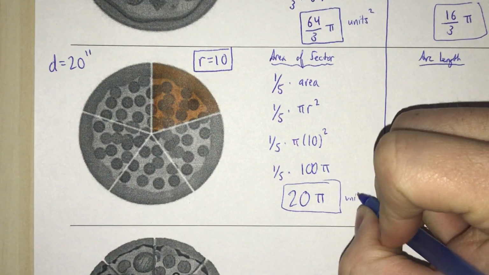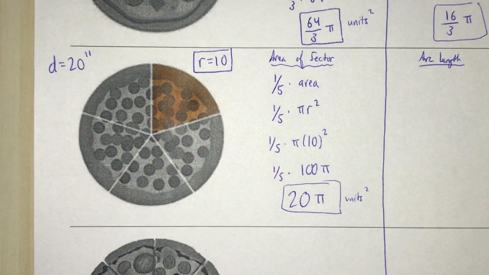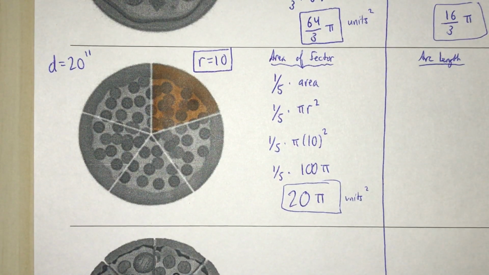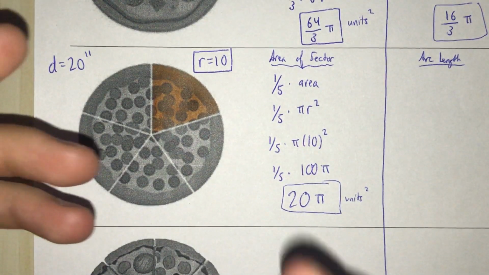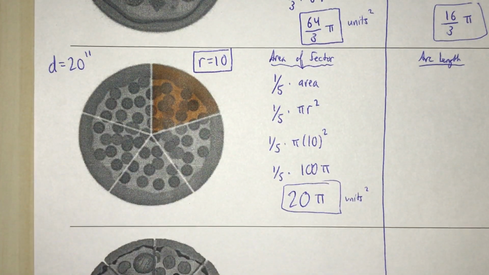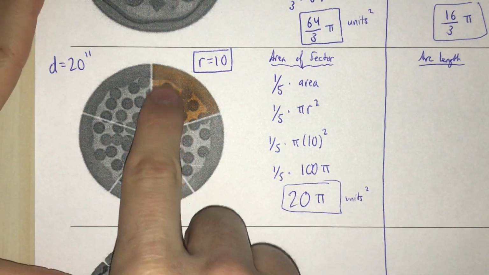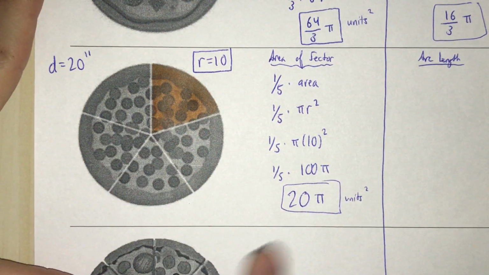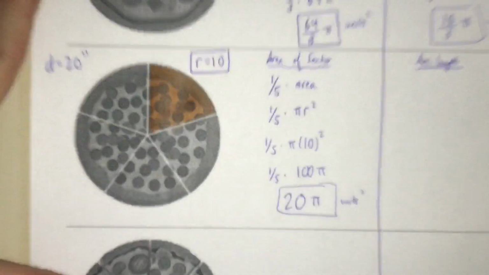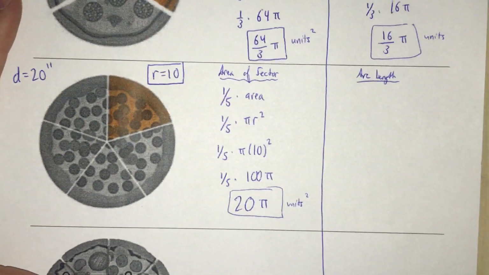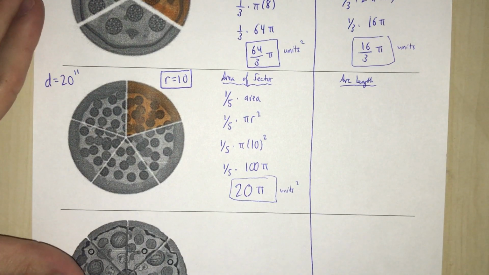And then we'll do units squared again, just to stay consistent. And that is the area of 1 slice of pizza. The whole pizza is 100 pi, but we want 1/5 of that. So now this would be 20 pi, units squared. That's the area. If I'm literally talking about the cheese, everything, the pepperoni, the crust, all the square units of that piece of pizza would be 20 pi. Beautiful.